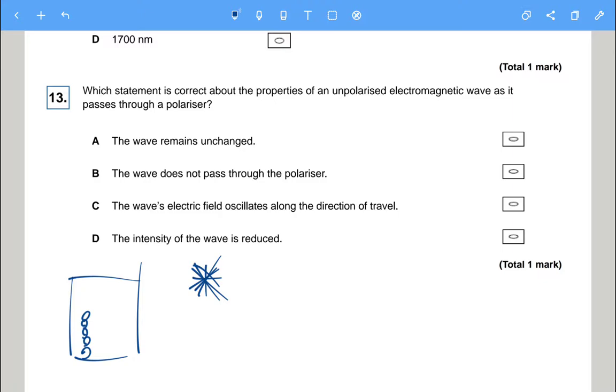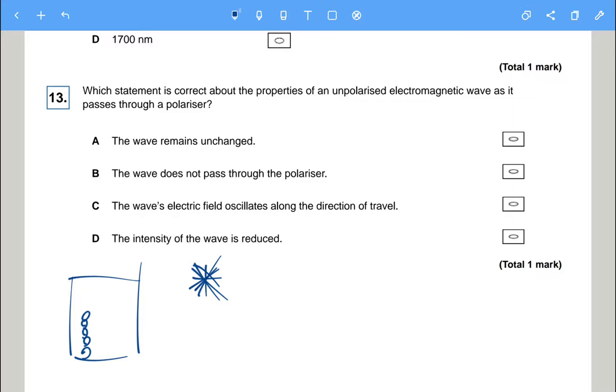It's definitely not that. The wave does not pass through the polarizer. Well, it would. The only time it wouldn't pass through a polarizer is if you've got them crossed. So if you have a first Polaroid or polarizer and then go for a second polarizer that's at 90 degrees to the original, then it wouldn't pass through. But in the case of one, it would. The wave's electric field oscillates along the direction of travel. No.